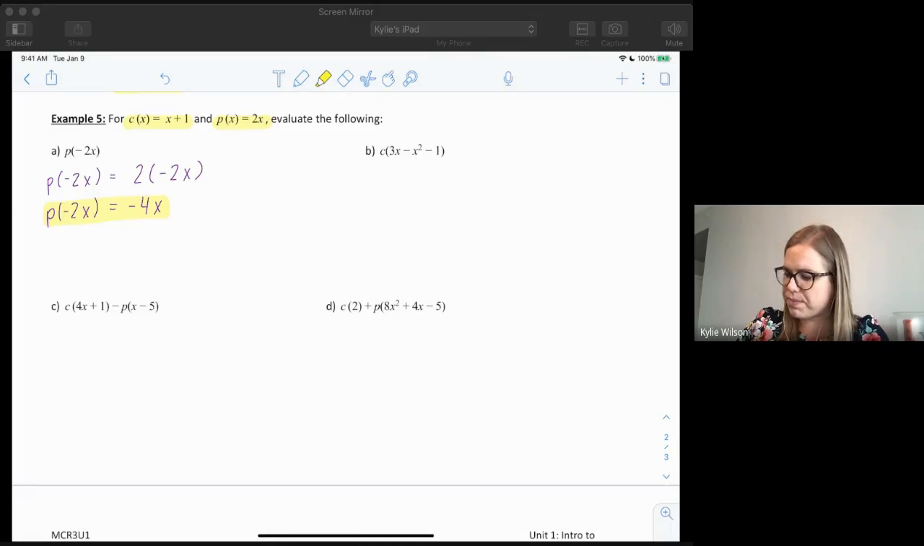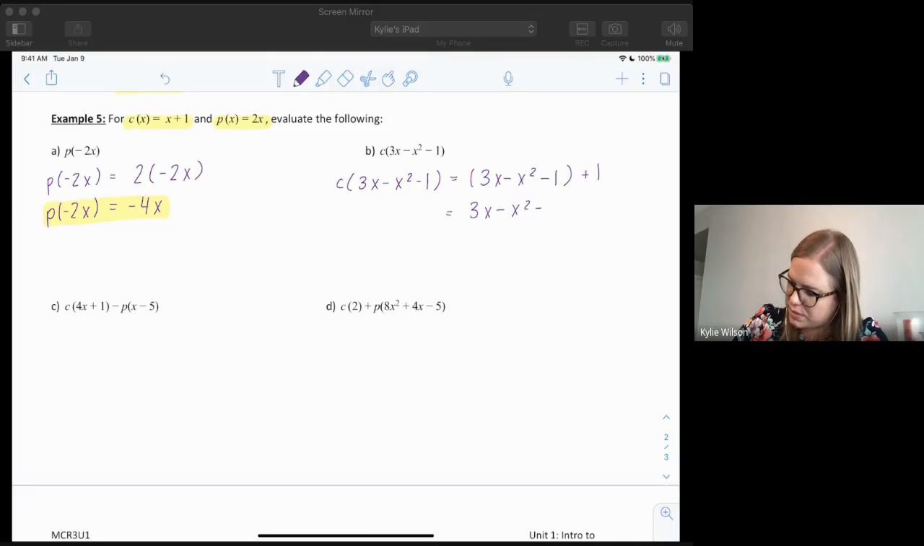Okay, let's try one more together. So over here, we have c at 3x minus x squared minus 1. And so in my c equation, wherever there was an x, I'm just going to substitute it with 3x minus x squared minus 1. So we'll have 3x minus x squared minus 1, plus 1. And now I can simplify that.